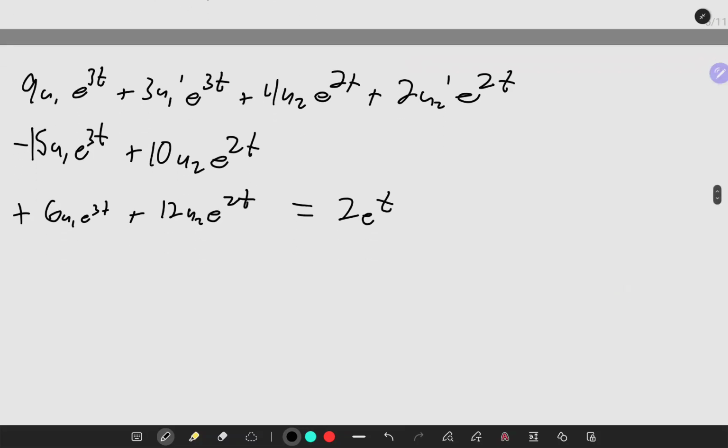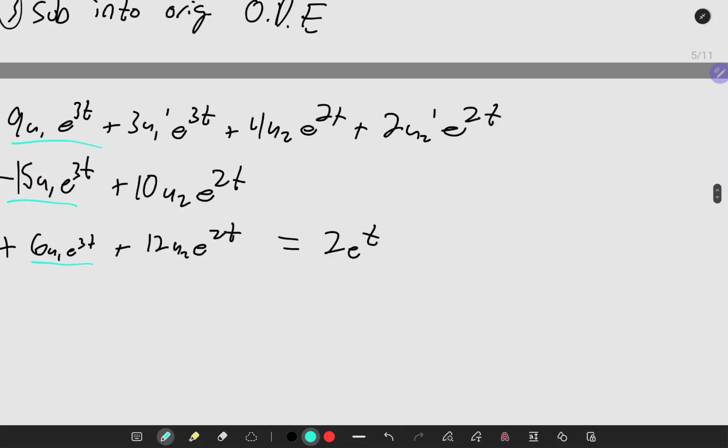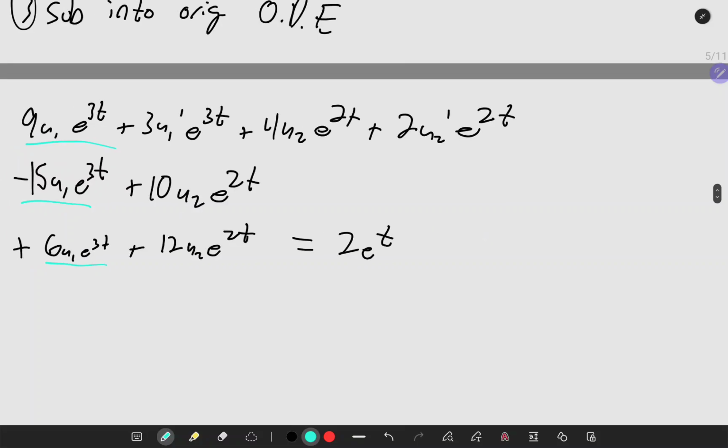Okay, so now all of this is the left side. So we can cancel some things out here. Let's see what combines. This will combine, and these will combine. So now let's see. 9 plus 6 is 15 minus 15. Guess what? These cancel. 4 plus 10 is 14.